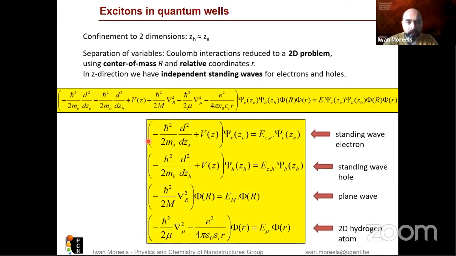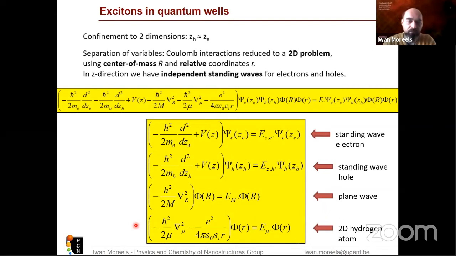So the electron wave function in the z direction is described by this part of the Schrödinger equation. The hole in z direction has this part. And then we have here an in-plane motion of the exciton described by the center of mass of the exciton as it moves through the crystal. And then we have the relative motion of the electron around the hole, just like an electron interacts with a proton in a hydrogen atom. So this is essentially the two-dimensional equivalent of the Schrödinger equation for a hydrogen atom.